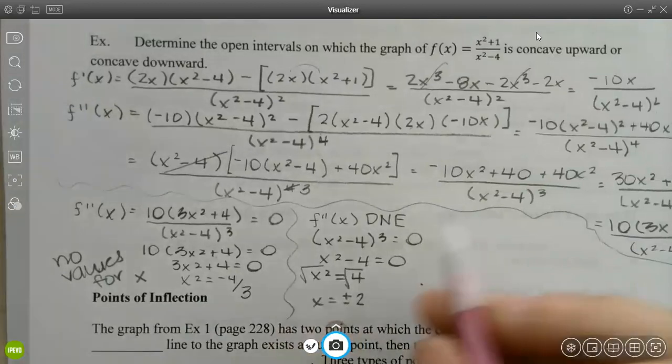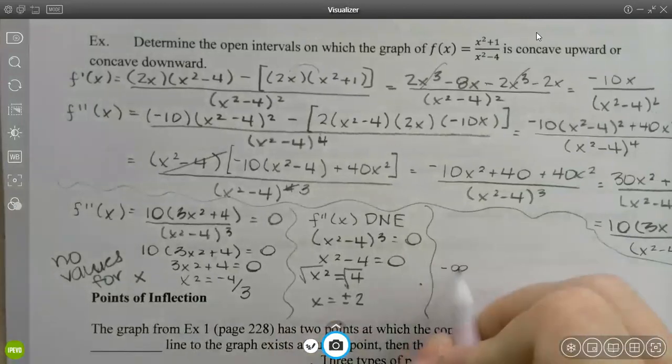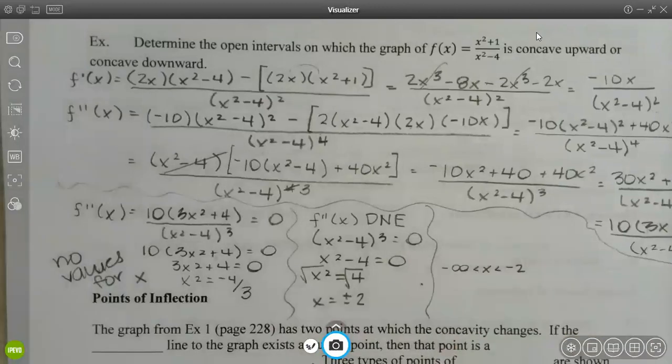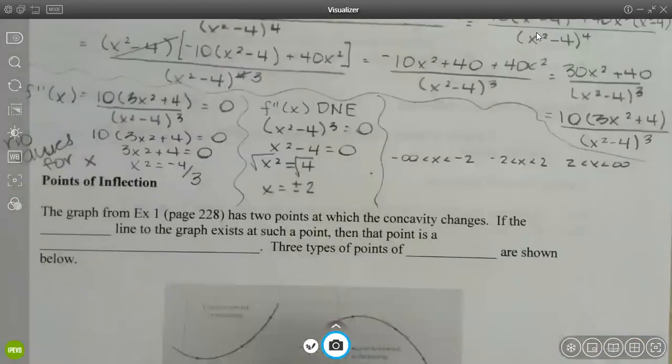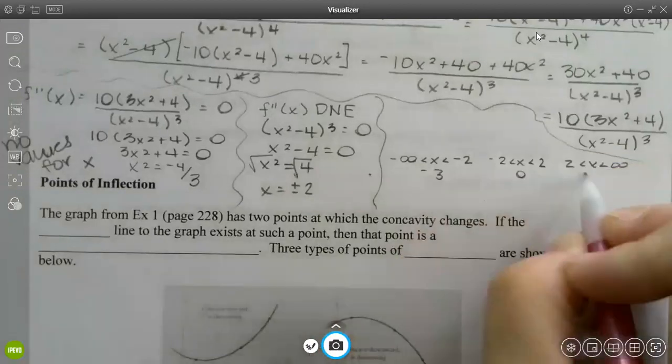That's going to make your test intervals. So what are your test intervals? Negative infinity, less than x, less than, what's your littlest x? Negative 2. Then we're going to go negative 2 to 2. And then 2 to infinity. What value can I pick for the first one? Negative 3. The next one? And the last one? 3.